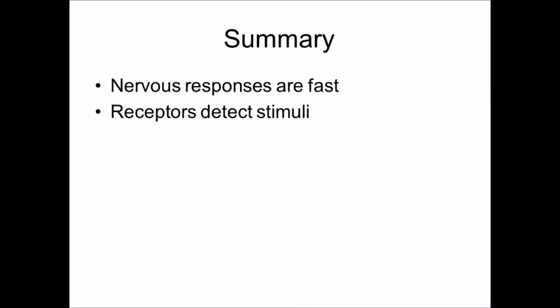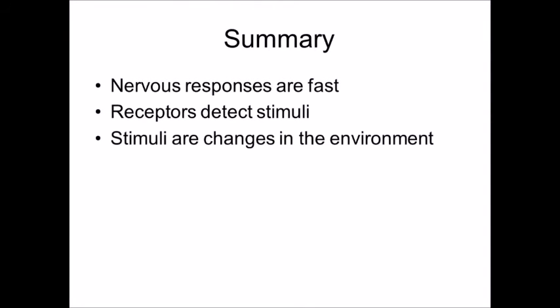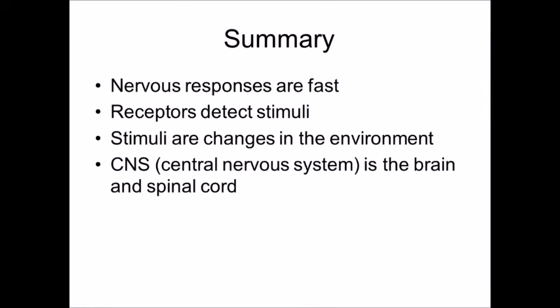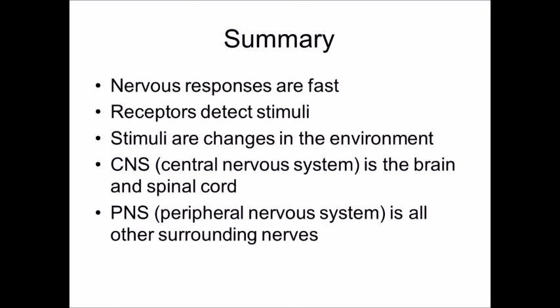Okay, to summarise some of the bits that we've gone through today, nervous responses are fast acting, so they provide very, very quick responses to changes in the environment. Receptors are things that detect stimulus, and a stimulus or stimuli is a change in the environment. Your central nervous system is your brain and your spinal cord, and your peripheral nervous system is all of the other surrounding nerves.